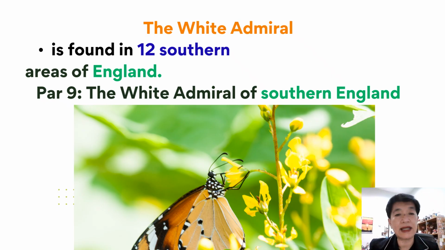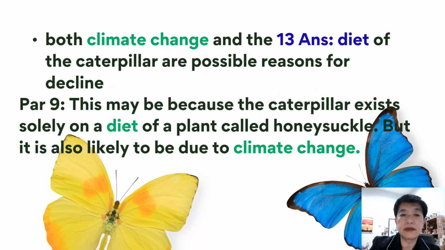And we still have another, the last species, the white admiral, found in southern England, areas of England. In paragraph 9, you see the white admiral of southern England. So white and white. Both climate change and the number 13, diet of the caterpillar, are possible reasons for the decline. In paragraph 9, this may be because the caterpillar exists solely on a diet of a plant called honeysuckle, but it is also likely to be due to climate change. So both climate change and diet. So you find diet here and you find climate change here.